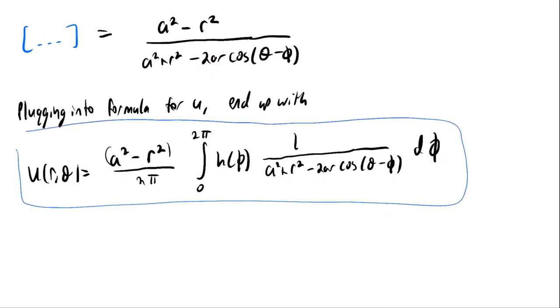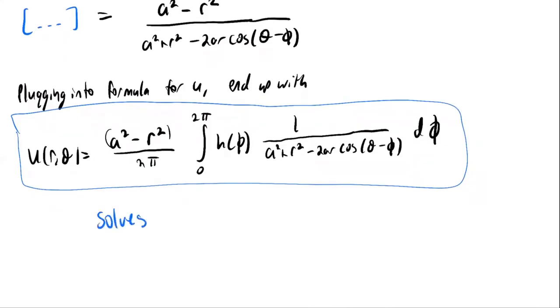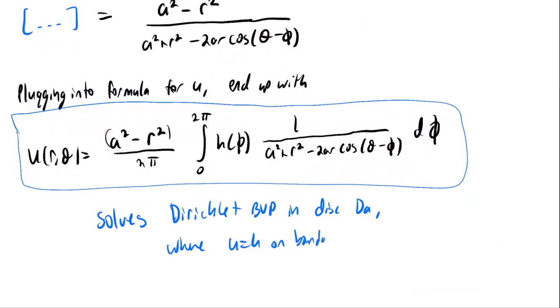And so at the end of all of this work, this is our solution formula, right? So this solves the Dirichlet boundary value problem in the disk, where h is the boundary function, and dA is a disk of radius a centered at the origin, right?